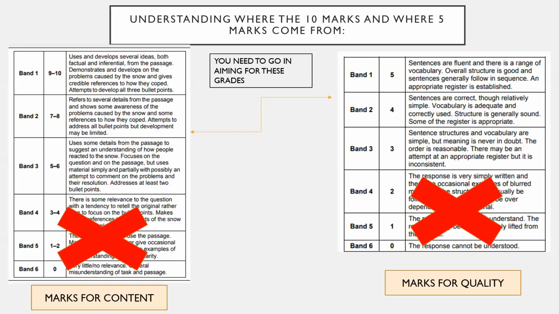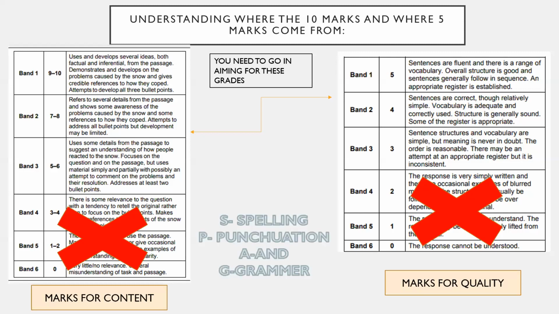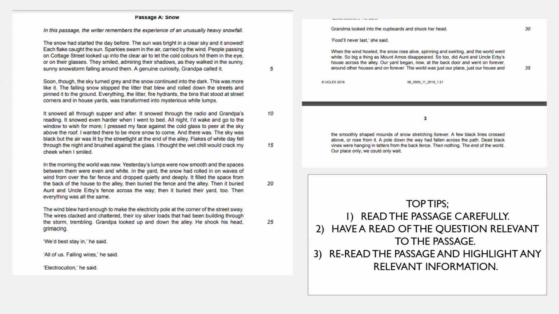So in this example, top tips are to read the passage carefully. Although it might look like a lot, just read through it, take your time, and see the important points that are being made. Once you've read through the passage carefully, have a read of the question relevant to the passage, and then reread the passage and highlight any relevant information that is needed for the question you are answering.